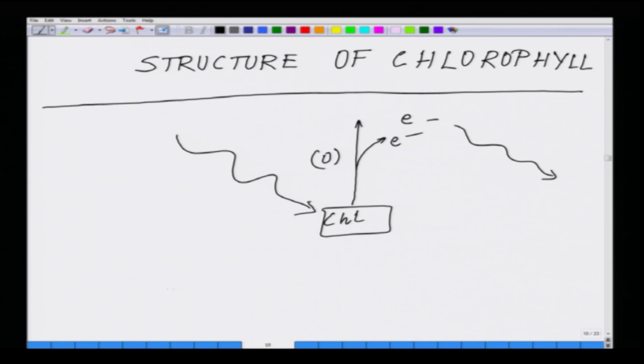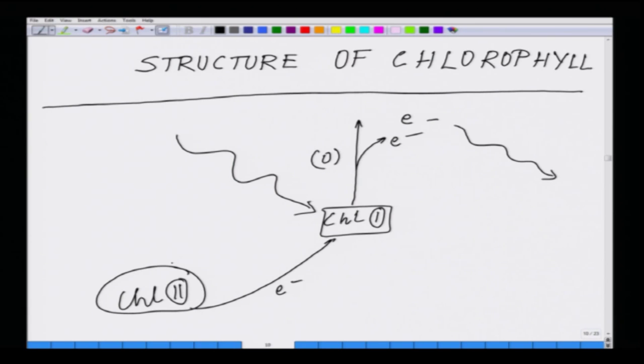So it is supplied with another electron from another chlorophyll molecule. If I call this chlorophyll 1, then this is chlorophyll 2. Now as soon as this chlorophyll 2 donates this electron, it also gets oxidized. So it has to be brought back to its ground state. Now how is it being brought back to its ground state?